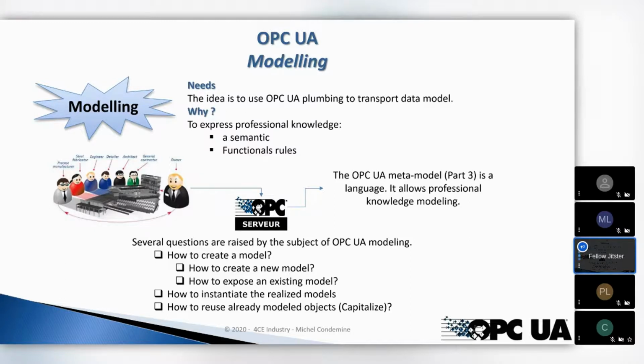But this slide raises a couple of questions. First, how to create a model? How to create a completely new model for a specific business or a specific domain of application, or how to transform an existing model to an OPC UA model. And when you create your model, you have to instantiate the model because OPC UA is fully object-oriented. So you have to create instances. When you create your model, you create classes, and you have to instantiate those classes to bring this data model alive. And then sometimes you want to reuse, to capitalize the objects you create. Then how can we capitalize?